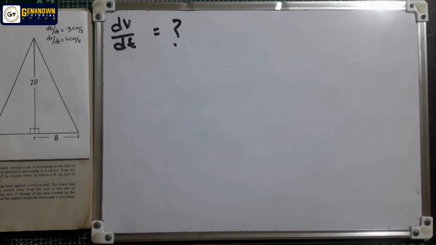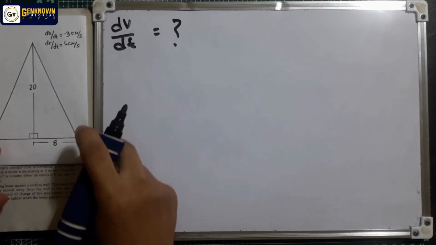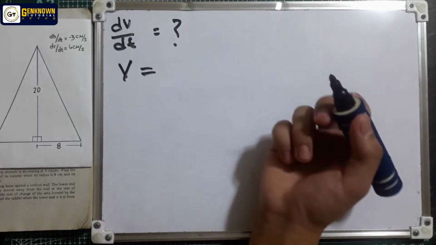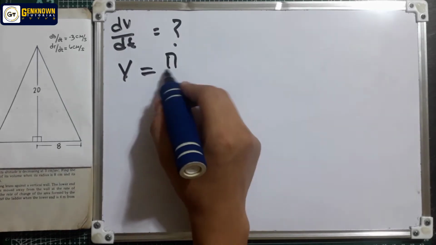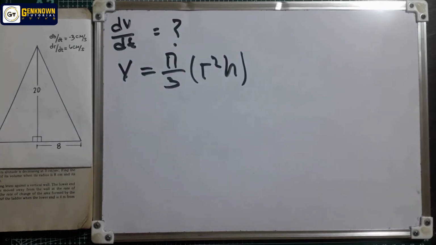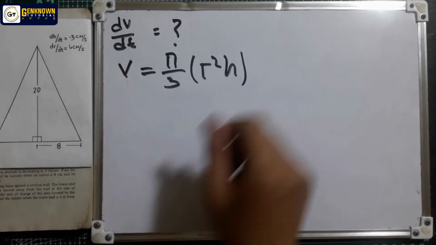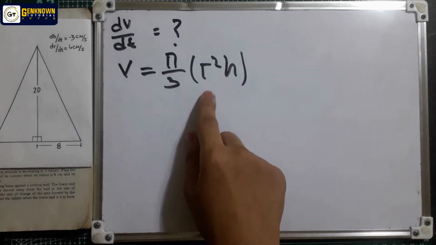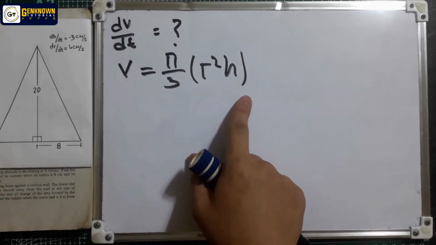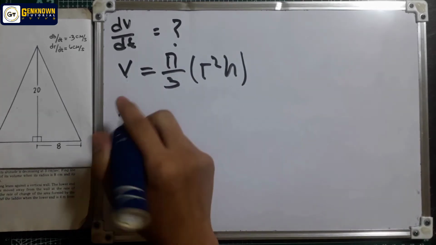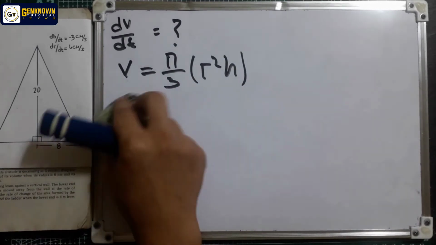At pwede natin gamitin ang volume. Ibig sabihin, volume ang gagamitin. So, gagamit tayo ng volume ng ating cone. We have pi third r squared h. Dito sa ating volume, meron tayong dalawang component or dalawang variable. We have the r squared and h. At pwede natin i-derive. We have v prime or dv/dt.